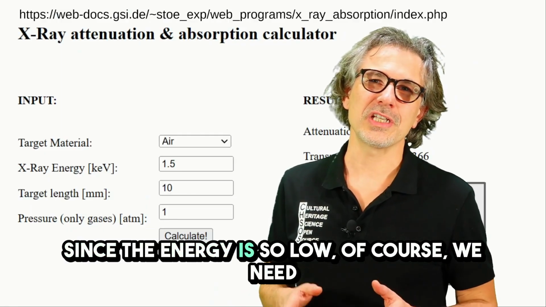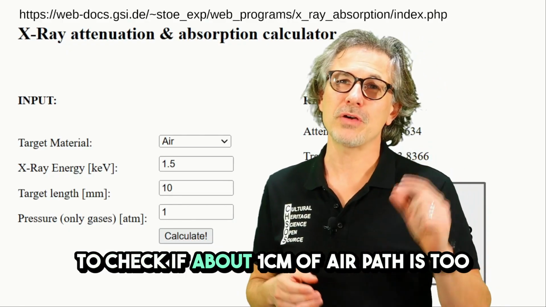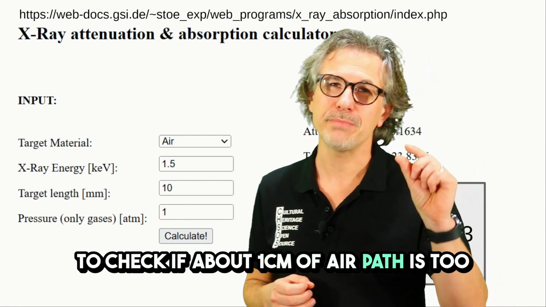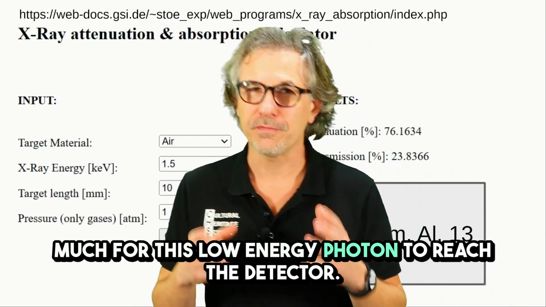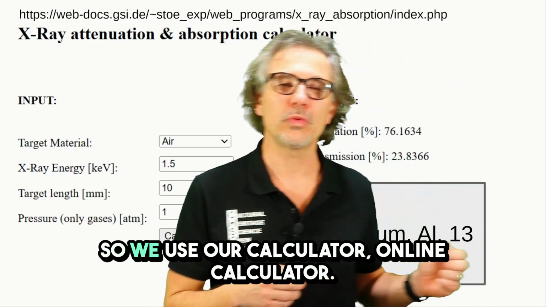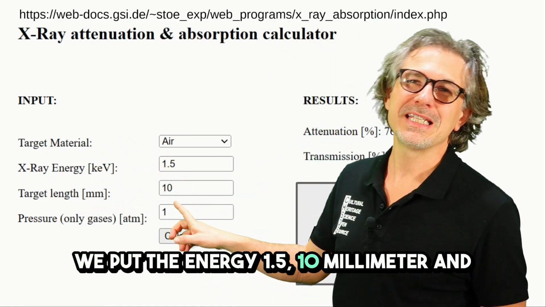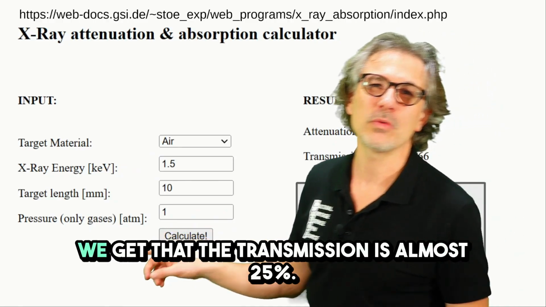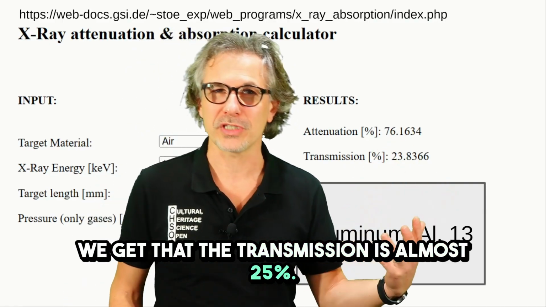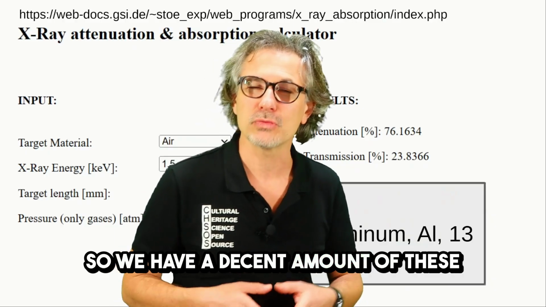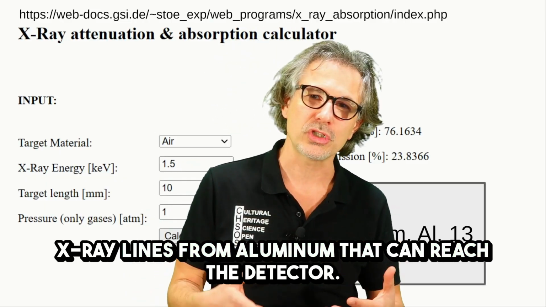Since the energy is so low, of course we need to check if about 1 centimeter of air path is too much for this low energy photon to reach the detector. So we use our online calculator, we put the energy 1.5, 10 millimeter, and we get that the transmission is almost 25%. So we have a decent amount of these X-ray lines from aluminum that can reach the detector.